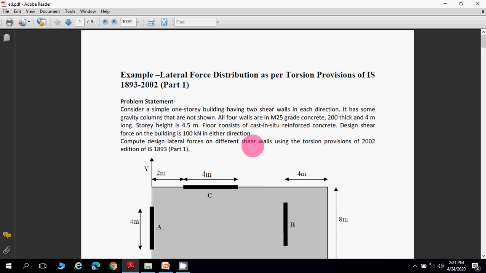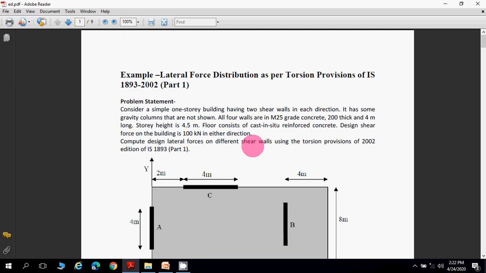The problem statement is: consider a simple one-story building having two shear walls in each direction. In the x direction two shear walls and in the y direction two shear walls. It has some gravity columns that are not shown in this picture, and the four walls are of M25 grade of concrete, 200 mm thick and 4 meter long. Story height is 4.5 meter and the floor consists of cast in situ reinforced concrete.